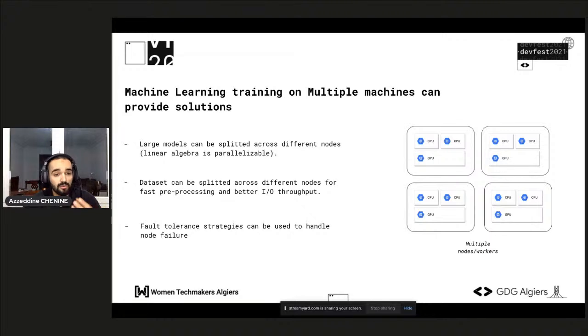Or you can also take your dataset and split it across different nodes to have faster pre-processing and better I/O throughput. And the most important thing is that fault tolerance strategies can be used to handle node failure. So if you have 4 nodes and one node fails because of an issue, you can recover from that and rely on the rest, the 3 healthy nodes.